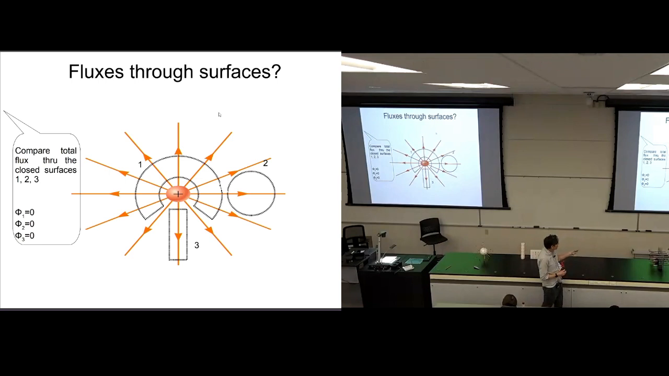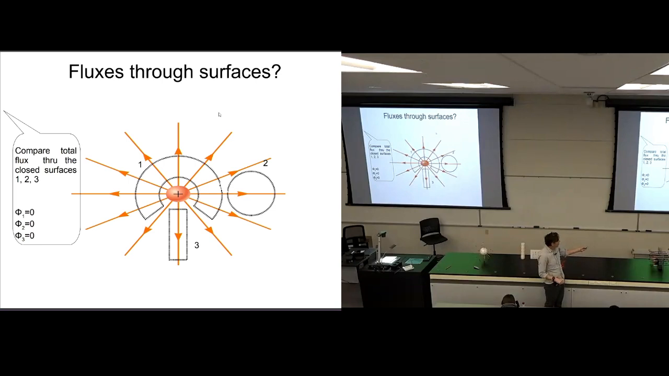How much charge is inside closed surface number 1? In the interior of it, there's no charge. This is like the sheep outside the pen. It's not inside the pen. There's no charge inside surface number 1, so there's no net flux through surface number 1.